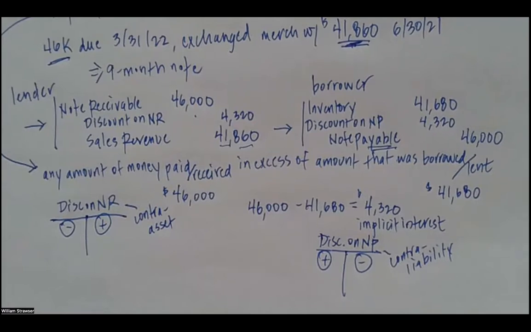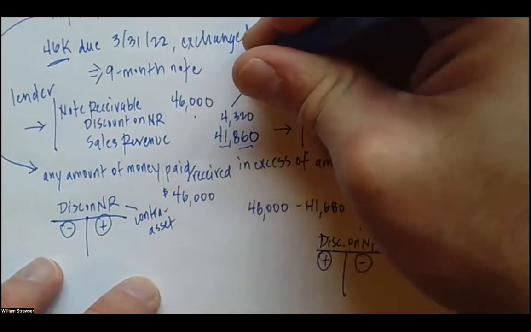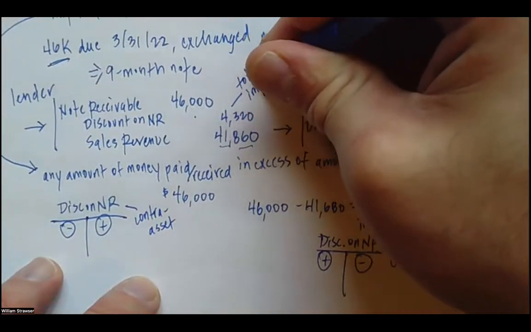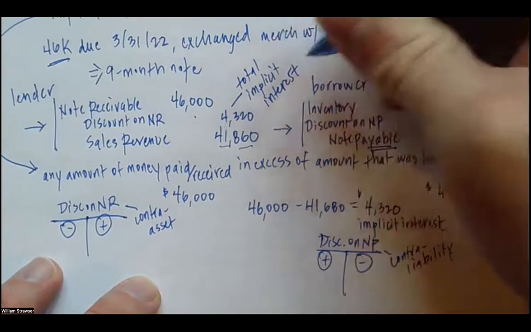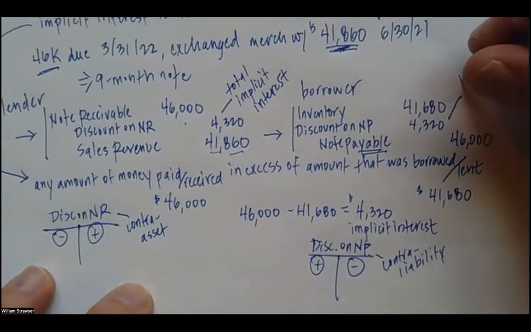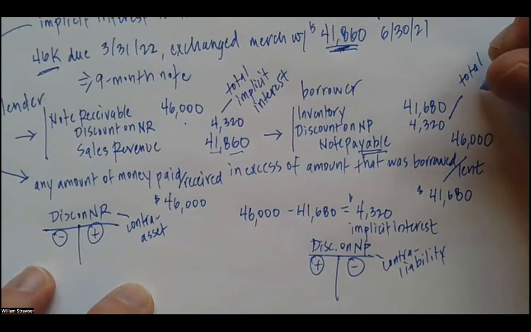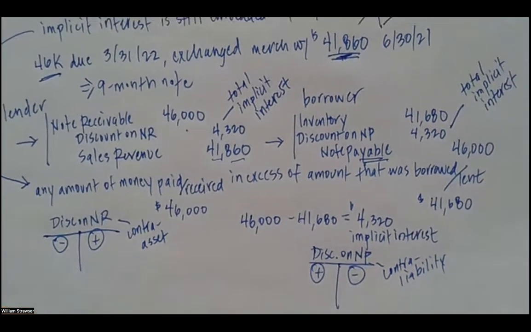So also to be emphasized is that any amount of a discount on any financial transaction reflects the total implicit interest. For the borrower, that's total implicit interest expense. For the lender, that's total implicit interest revenue.